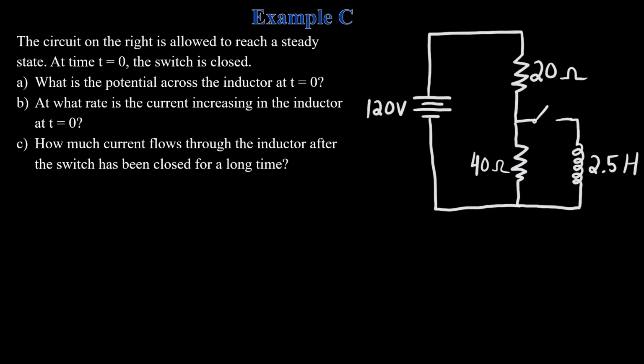Example C, the circuit on the right is allowed to reach a steady state. So the switch is initially open, and the circuit right here is allowed to reach a steady state. And then at time t equals 0, the switch is going to close.